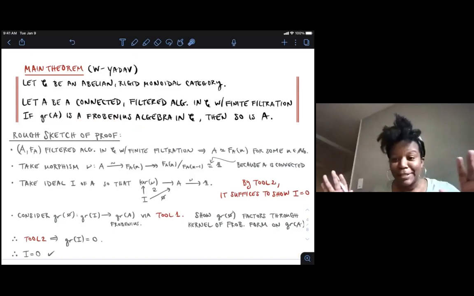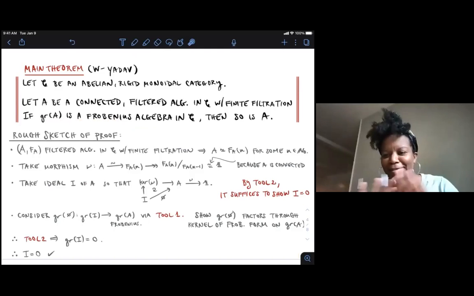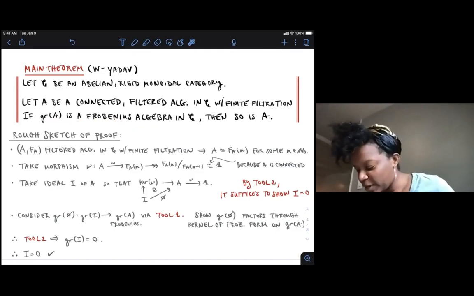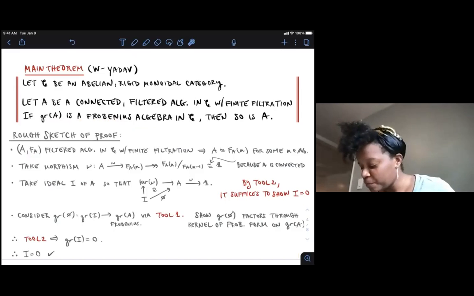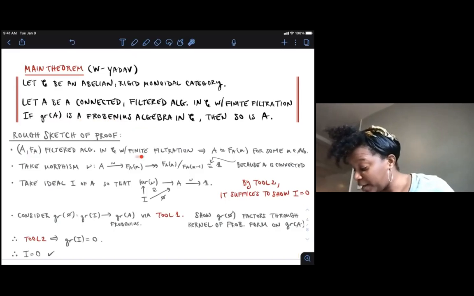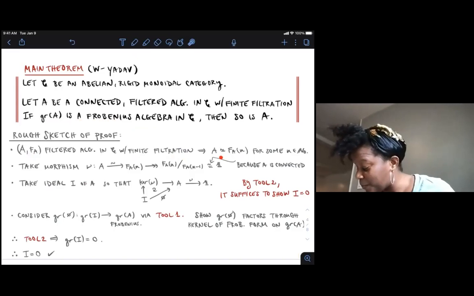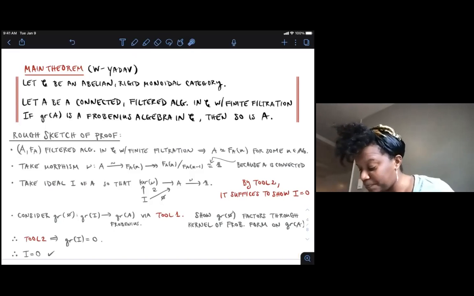Okay, so here's a sketch. The paper is really technical, but I tried to break it down so that it's easy to understand here. So we take a filtered algebra. That's an algebra that comes equipped with a filtration, and it has a finite filtration. So what that gives us is that A is actually isomorphic to the nth piece of the filtration on A for some n. Right, so that's some object in C.